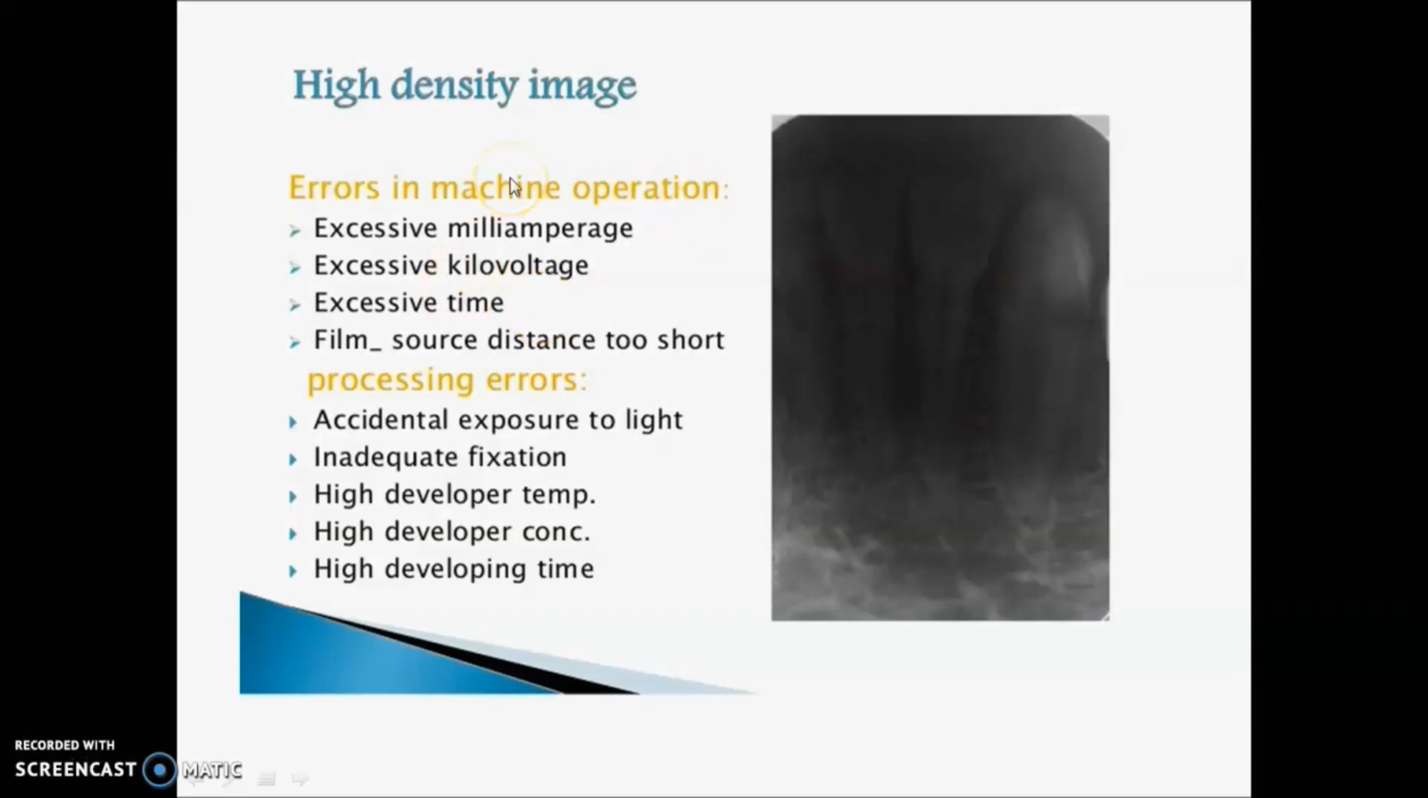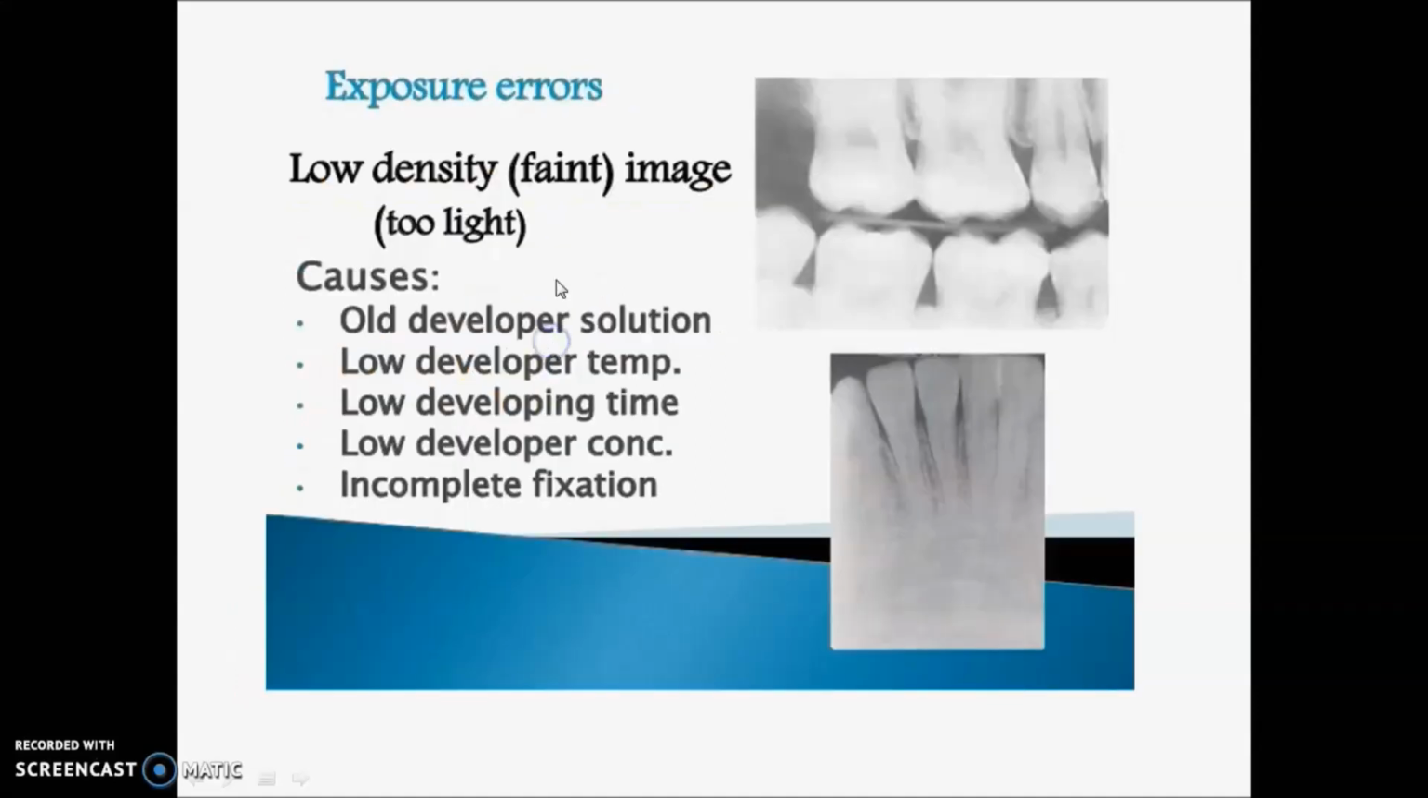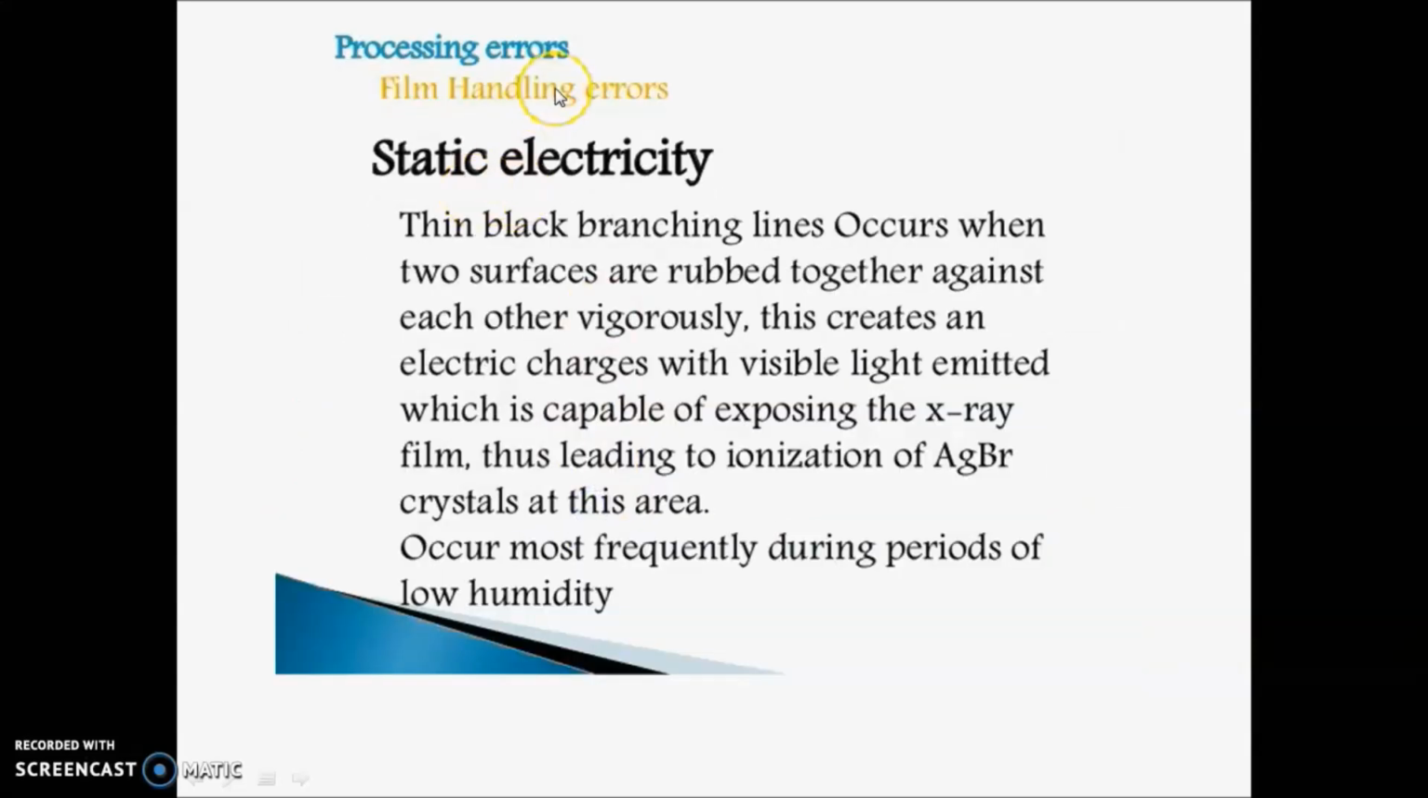Then why do you see a higher density image, meaning a darker image? Remember aspirants, whenever anything is very high, like your mA is high, your kV is high, your time is high, your developer temperature, concentration, developing time is high, you can see a high density image. Only one thing comes short here, it is film source distance. So remember this shortcut: for a high density image everything should be high except your film source distance. Then we have the low density image, where everything is low, like old developer solution, low temperature, low time, low concentration and incomplete fixation.